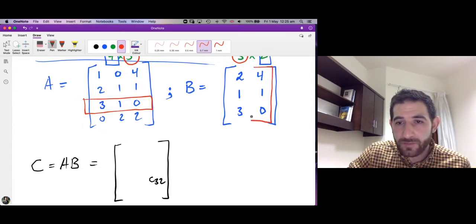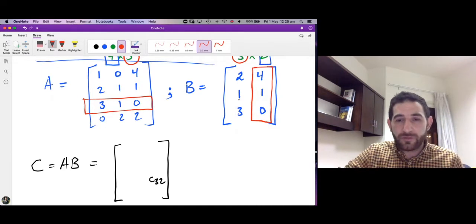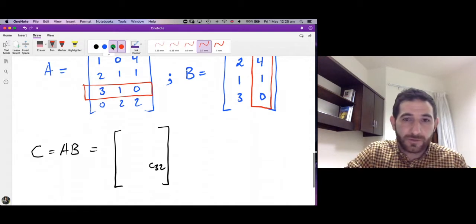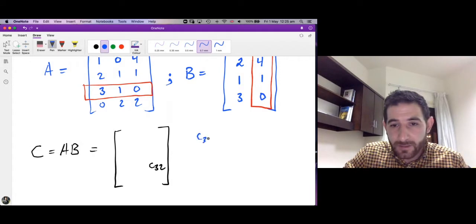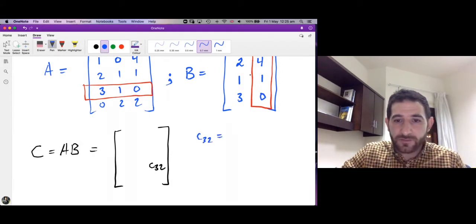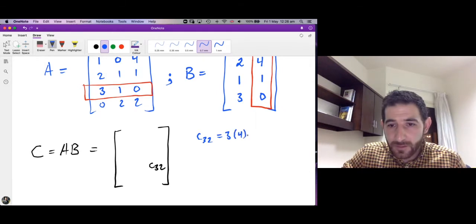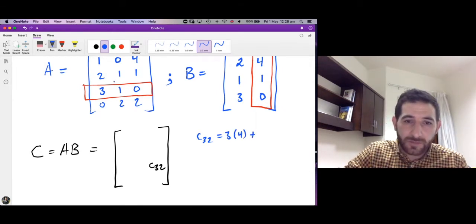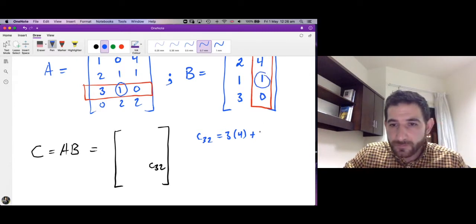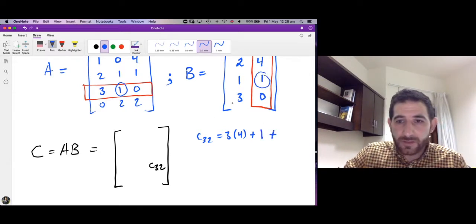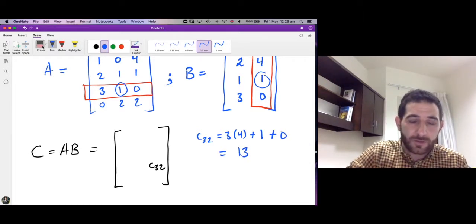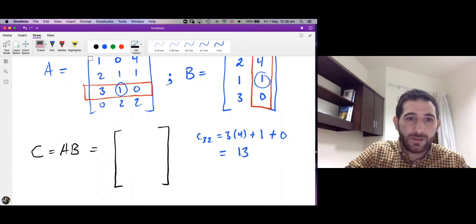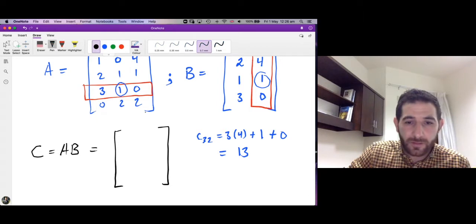You look at the second column of B, you see that these two, row and column, have the same number of entries. You multiply the corresponding entries and add. So this means that C32 is equal to 3 times 4 plus 1 times 1, which is 1, plus 0 times 0, which is 0, and this number is 13. 12 plus 1 is 13, so we know that here we have the number 13.